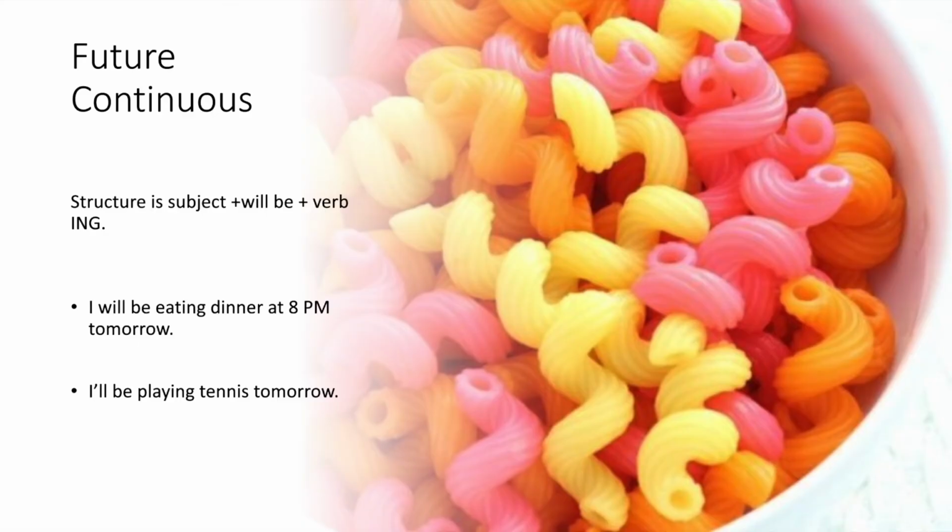Now let's move on to the future continuous. The structure is subject plus will plus be plus verb plus ing. This tense is used to talk about actions that will be in progress at a certain point in time. These actions will start and end in the future, but we don't know when. I will be eating dinner at 8 p.m. tomorrow. So it's an action that will be carried out over a period of time, not simply in an instant.